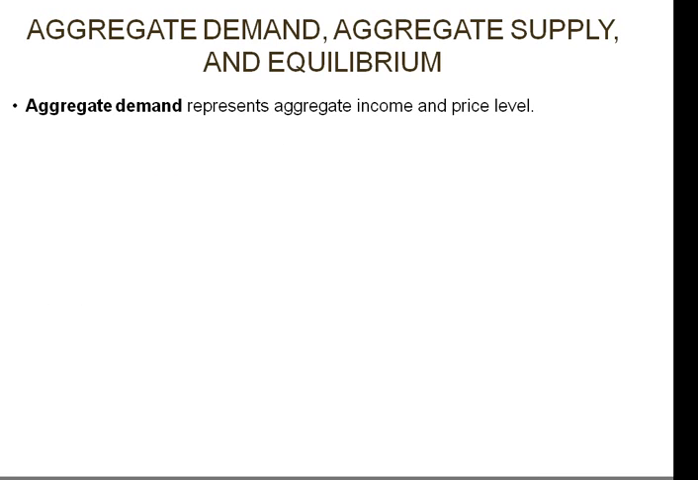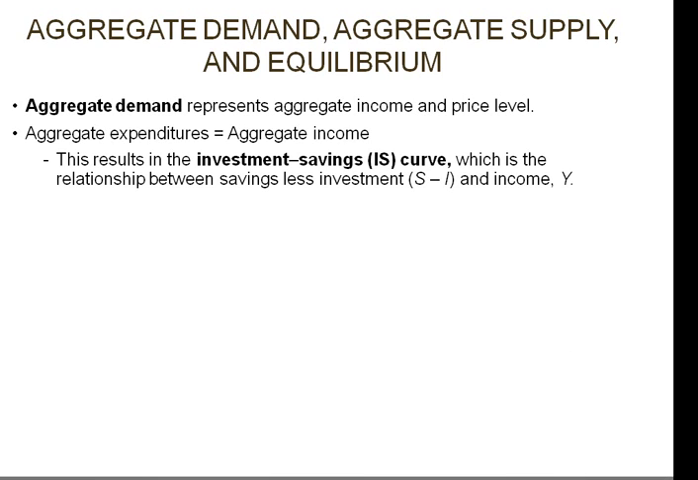Aggregate demand, aggregate supply and equilibrium. Aggregate demand represents aggregate income and price level. Actually it is the aggregate income at every price level. Aggregate expenditure is equal to aggregate income. We are spending as much as we earn. This results in the investment saving curve, which is the relationship between savings less investment and income Y.